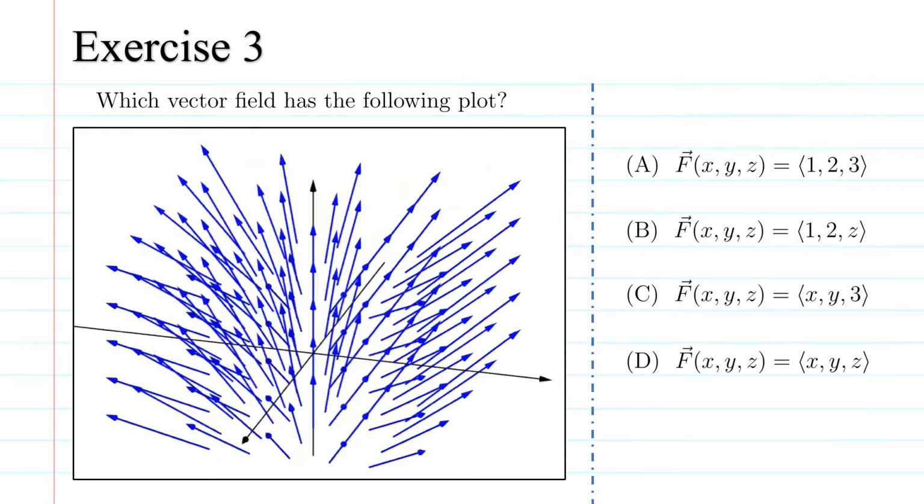Which vector field on the right has the following plot? Okay, so dito ang given ay yung graph ng isang three-dimensional vector field. So in this figure, ito yung z-axis, ito yung x-axis, tapos ito yung y-axis. Okay, tapos para mas malinawan tayo dito sa graph na to, i-rotate natin yung ating perspective on this graph ng vector field.